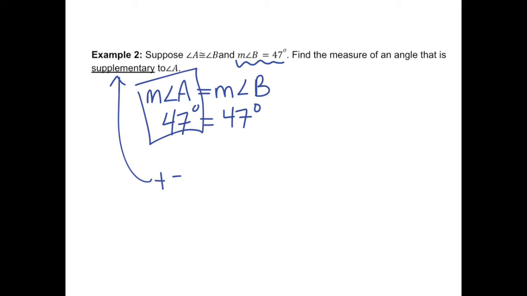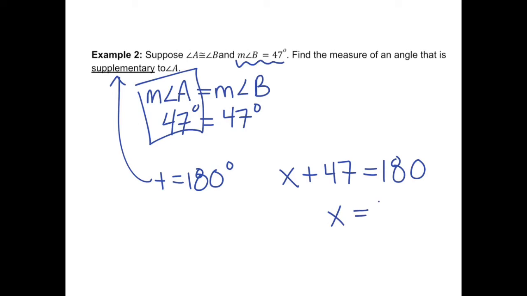Supplementary means that they add to equal 180 degrees. So I'm trying to find some missing angle that adds to 47 to get to 180 degrees. So we can solve for x by subtracting 47 from both sides and getting 133 degrees. So this is the measure of an angle, some missing angle that's supplementary to angle A, and we used a couple different properties here. For congruent angles, that means their measures are the same, substituted in, use the definition of supplementary to get to 133 degrees for that missing angle measure.